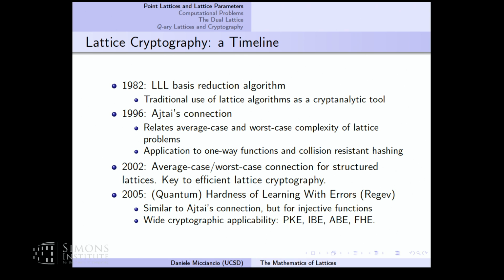And they were also very inefficient, but there has been much progress since then. So in 2002, this is the work that Vinod mentioned before, I showed a first connection similar to Ajtai's, but between lattices that have some internal structure. I will not talk about these structured lattices today, but I'll start covering that in the first talk tomorrow morning, and this will be covered to a greater depth later in the day tomorrow.